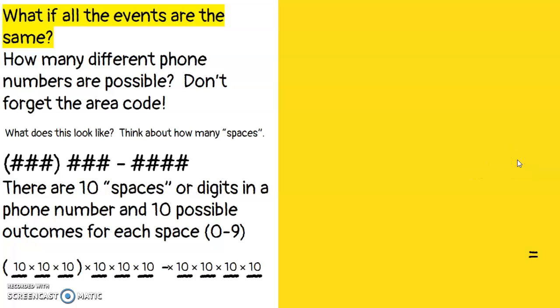So we would want to do 10 times 10 times 10 times 10 times 10 times 10 times 10 times 10 times 10 times 10. That's a lot of tens. Remember, an easier way to write this is 10 to the 10th power, or 10 billion different phone numbers.